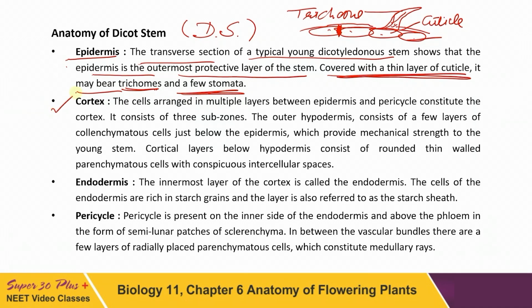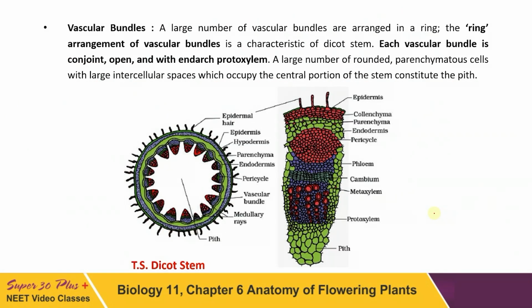Second one, cortex. The cells are arranged in multiple layers. You can see the diagram first. This is the epidermal hair. These epidermal hairs are multicellular. Then this one is the epidermis. Just below the epidermis we have the hypodermis. Below the hypodermis we have the parenchymatous cortex. Then there is the endodermis, then the pericycle.